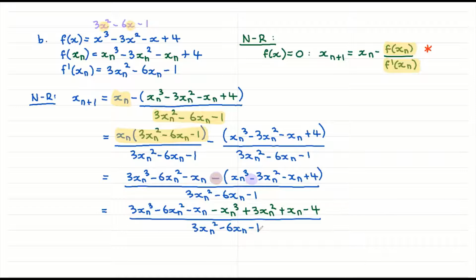All right, and then we've got the denominator. So let's collect all the like terms. So let's have a look at our xn cubed first of all. Well, we've got 3xn cubed there. Subtract 1xn cubed, so that's going to give me 2xn cubed first of all.